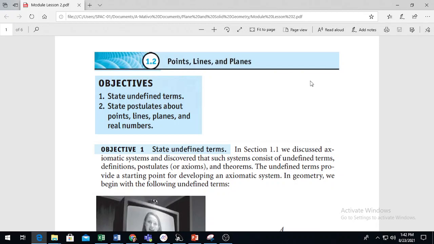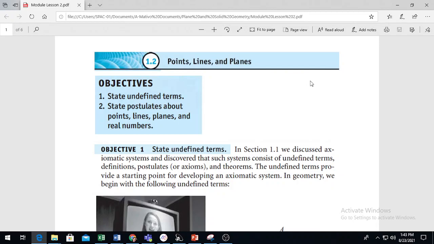Good afternoon, class. Our lesson for today is about points, lines, and planes. I have already uploaded this PDF file in our Canvas last week, and I hope that you have already read this one. This time I'll be sharing with you some important points about this lesson.